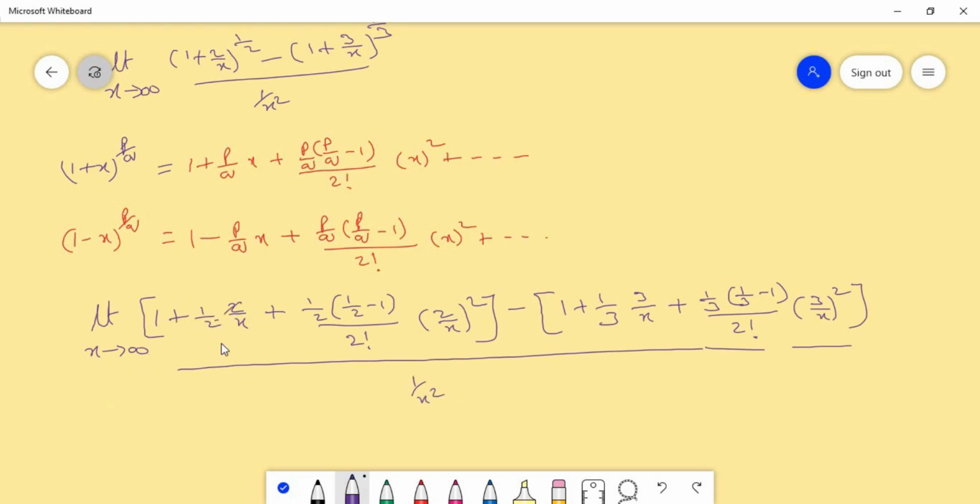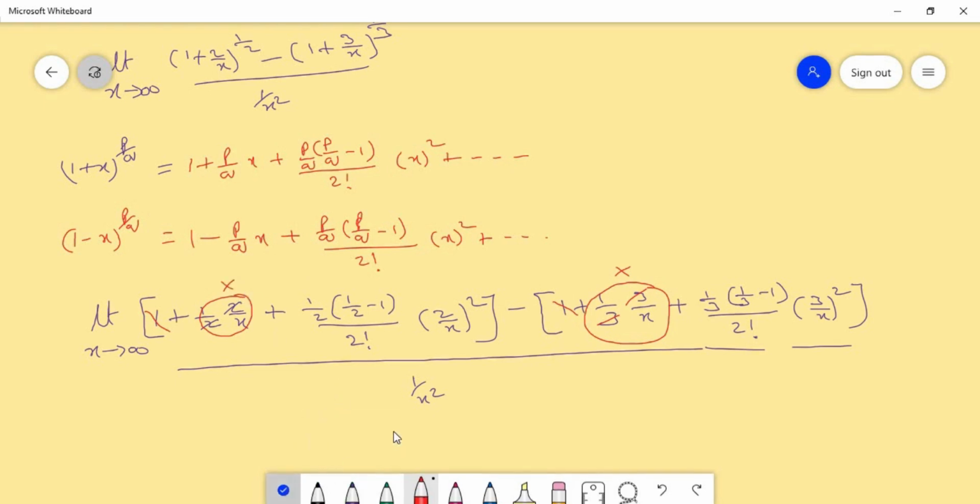See here, 2 cancel. These 3 cancel. Right? And this 1 and this minus 1 will cancel. And this is 1 by x. And this is also 1 by x. But this is plus 1 by x. This is minus 1 by x. So these both are cancelled. Right? Next, remaining what we have.